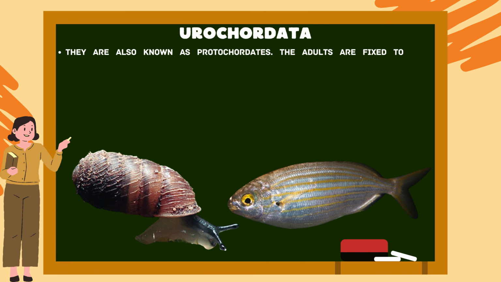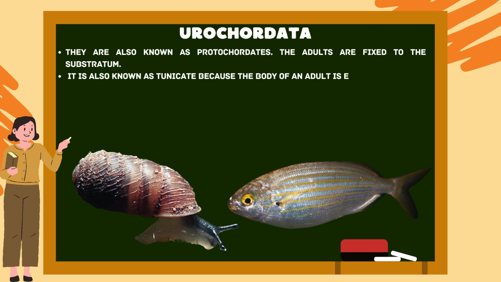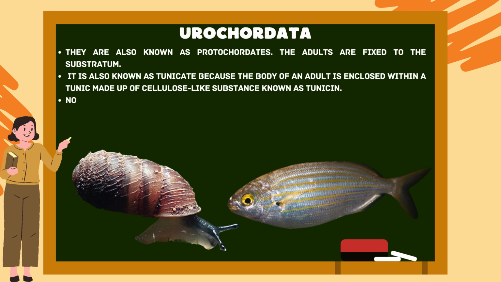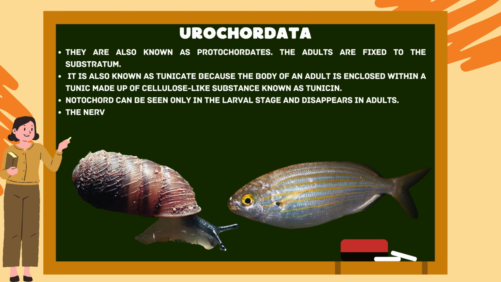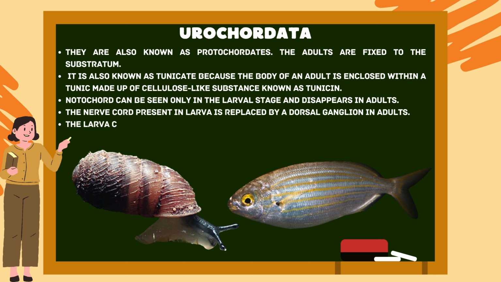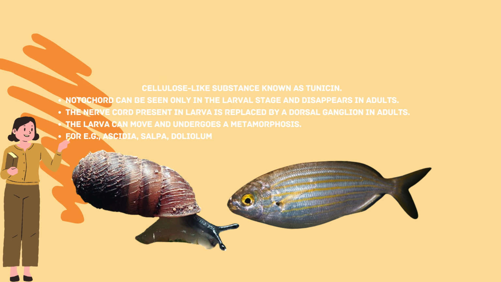The adults are fixed to the substratum. They are also known as tunicates because the body of an adult is enclosed with a tunic made of a cellulose-like substance known as tunicin. Notochord can be seen only in the larval stage and disappears in the adults. The nerve cord present in the larva is replaced by a dorsal ganglion. The larva can move and undergoes a retrogressive metamorphosis, for example, Ascidia, Salpa, Doliolum.